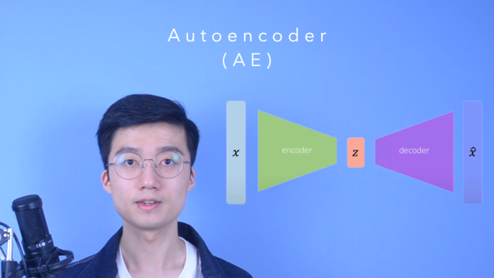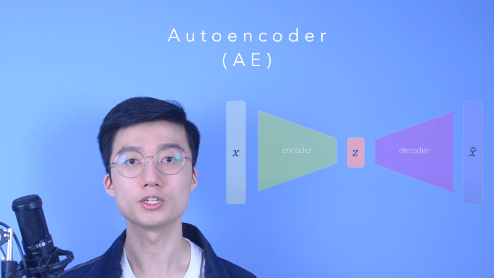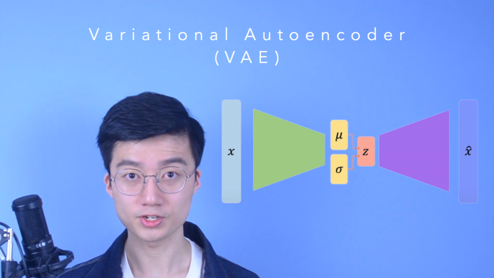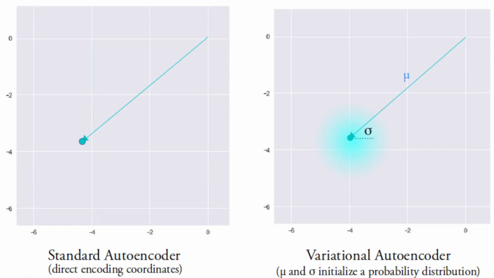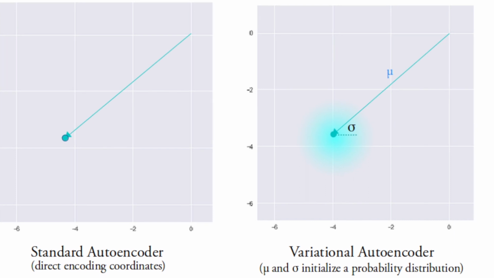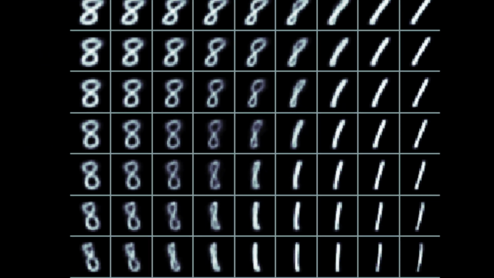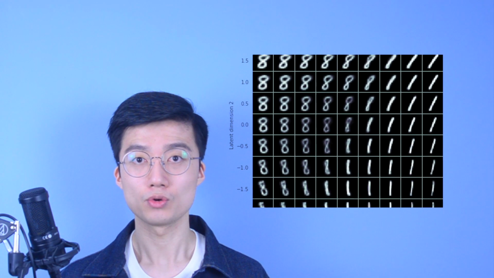Instead of encoding the input into a single latent vector, we encode the input into two vectors, one vector for the means and one vector for the standard deviations. These two vectors parameterize a probability distribution of the latent space. Thus, we'll be able to sample from this distribution and generate new output. For example, here we have digit 8 on the top left, 1 on the bottom right. Everything in between is samples reconstructed from the latent space.